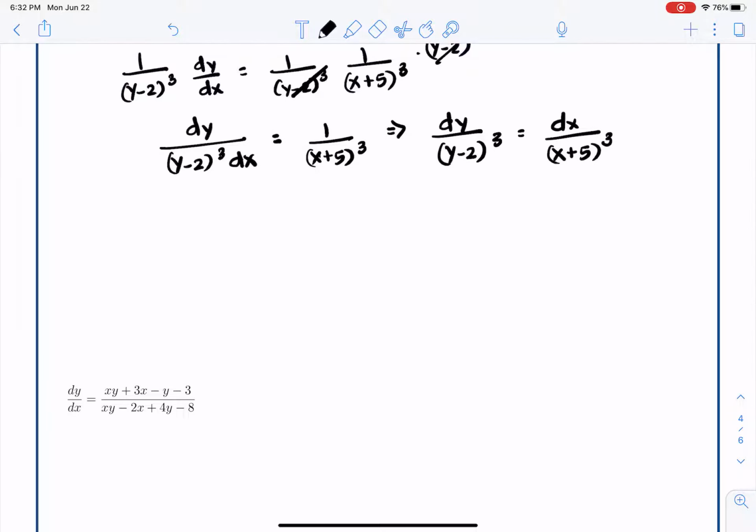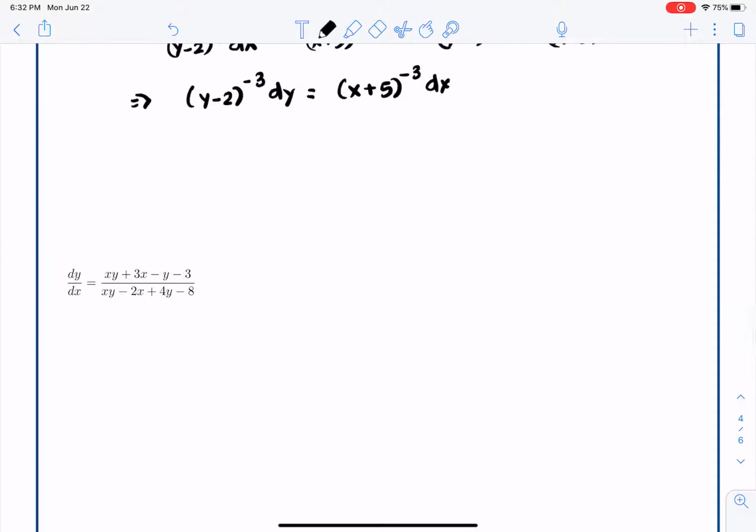So you may think, oh, how would we integrate this? Well, it is pretty straightforward if we remember integral calculus. So I am going to move y minus 2 whole cubed to the numerator, which would result in y minus 2 raised negative 3 dy. In a similar manner, we have x plus 5 raised negative 3 times dx on the right hand side. Now we simply integrate on both sides.